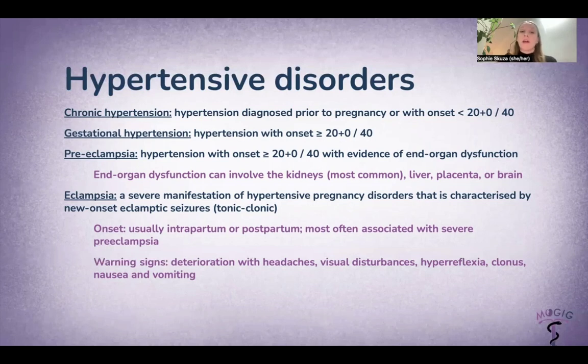Eclampsia refers to a severe manifestation of these hypertensive pregnancy disorders, and it's characterized by new onset eclamptic seizures, which are tonic-clonic seizures. The onset of eclamptic seizures is usually intrapartum or postpartum, and it's most often associated with severe preeclampsia. The warning signs of eclamptic seizures include deterioration with headaches, visual disturbances, hyperreflexia, clonus, and nausea and vomiting.